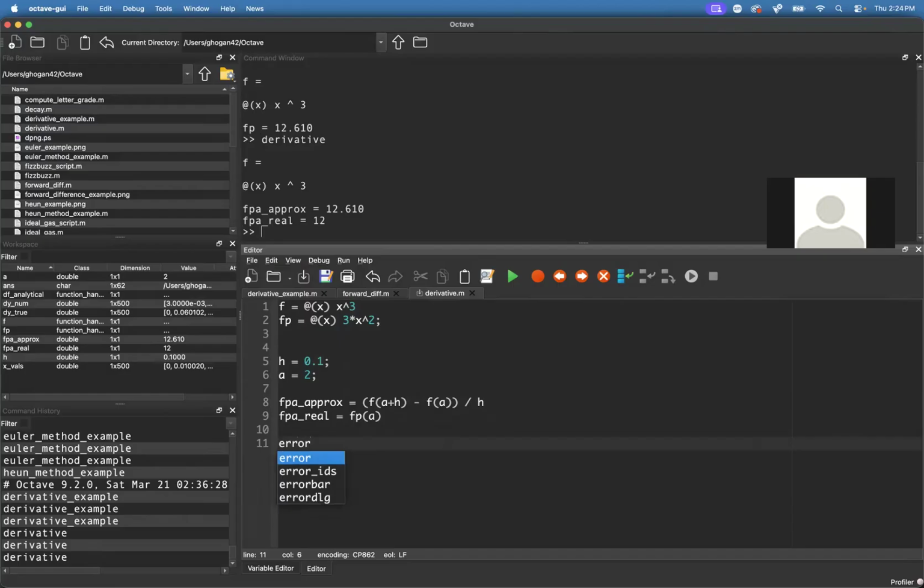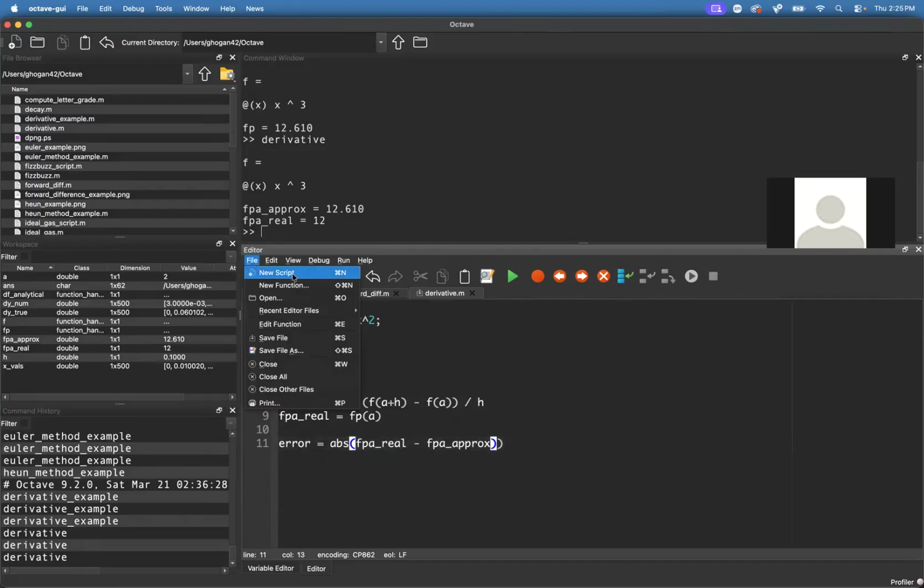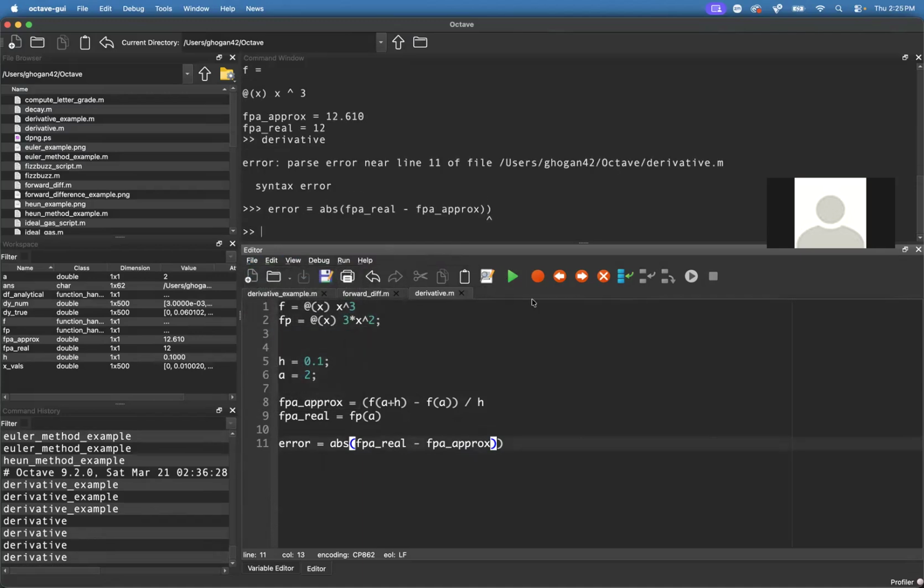In fact, actually, let's do this. So you could calculate the error just by taking the real value minus the approximation. We'll just do the absolute value of this, of the error. And that's the absolute value of the error, so how big the error is. So let's save this and do that. I've got an extra set of parentheses, so let's try it again.